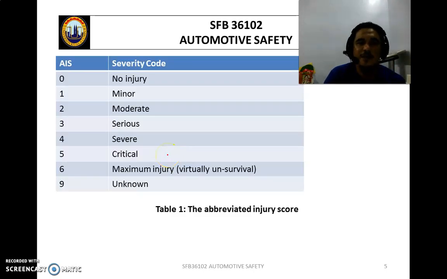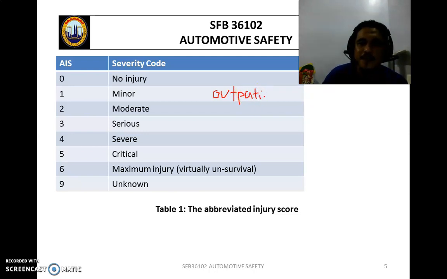Okay, so in terms of classification, we have eight classifications of the AIS, known as AIS 0, AIS 1, 2, 3, 4, 5, 6, and 9. The code for AIS 0 is no injury. After the collision, sometimes there is no injury, so this is under the classification of AIS 0. AIS 1 is minor. Minor refers to, for example, an outpatient. An outpatient visits the clinic for medical treatment.